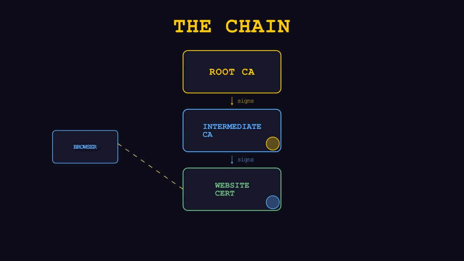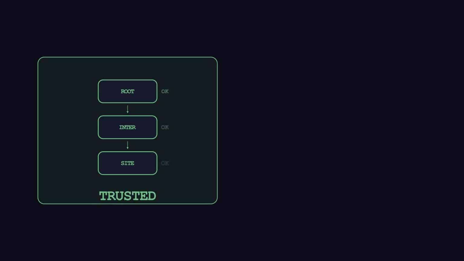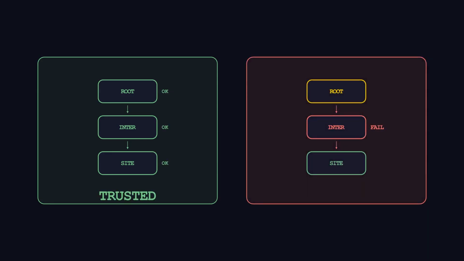Your browser receives the website cert and the intermediate cert. It walks the chain upward. Does the intermediate cert verify the website cert? Does the root cert verify the intermediate? Is the root cert in my trusted list? If every link checks out, the certificate is trusted. If any link fails, your browser shows a warning. This chain of trust is what the entire HTTPS ecosystem is built on.